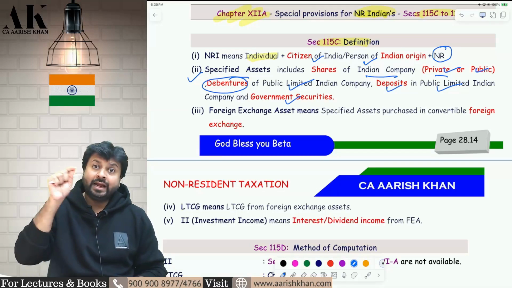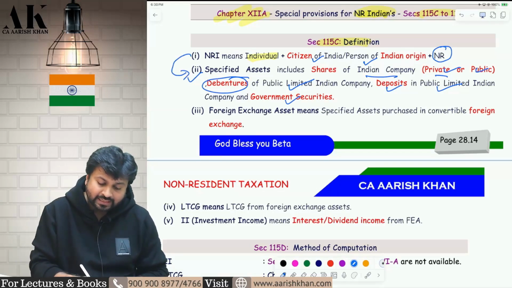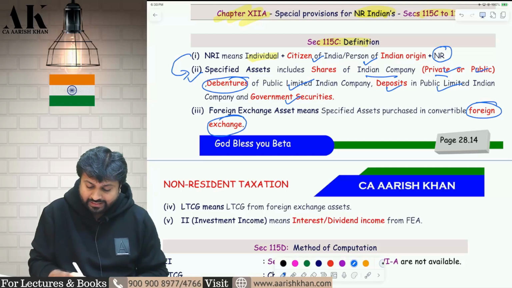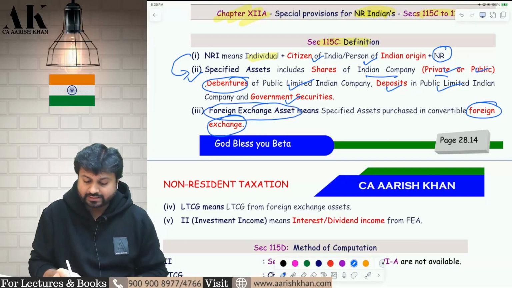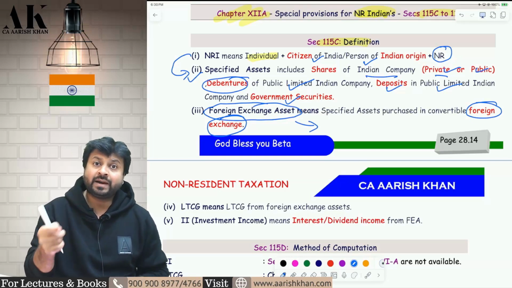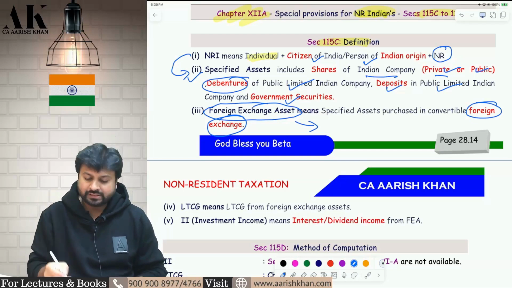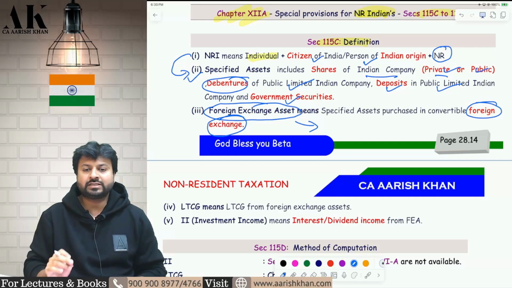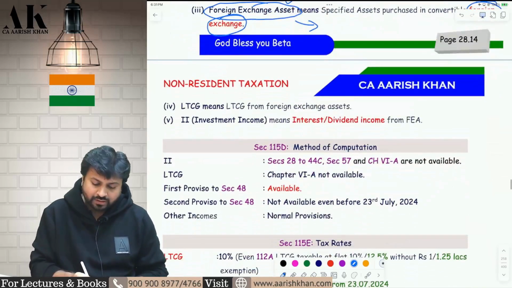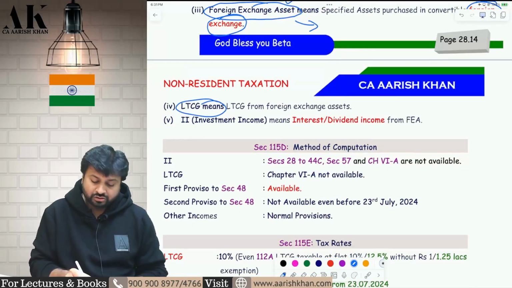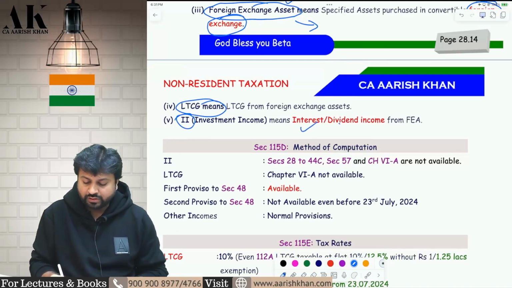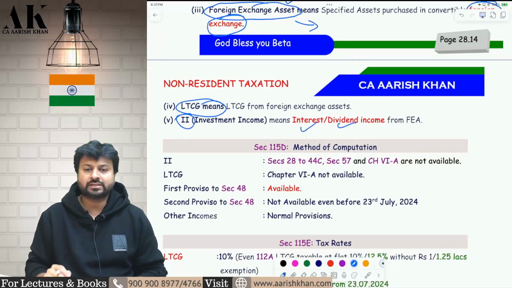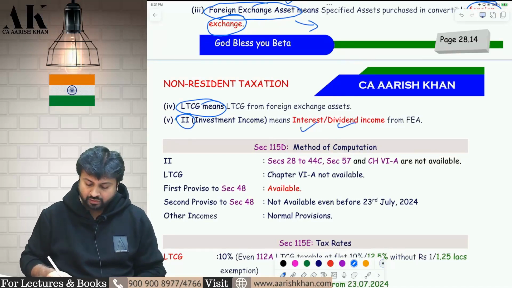Now, the NRI has to buy these assets in foreign currency, only in convertible foreign exchange, only then it will become a foreign exchange asset. Unless and until the NRI buys these assets in convertible foreign exchange, you will not be covered under this particular chapter. Then you should earn long-term capital gains out of this, and also investment income, which will include dividend and interest income from the foreign exchange assets. So these are some of the definitions that you have to keep in mind.